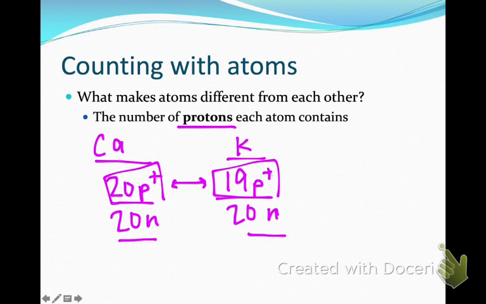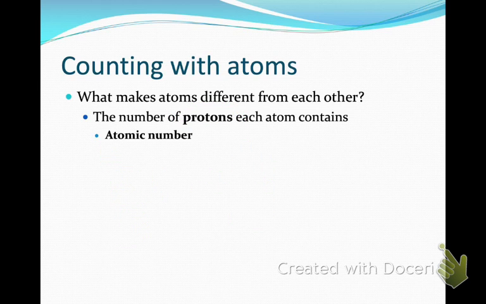Okay, so we need to understand that protons are what makes elements different from one another and makes atoms different from one another. The number of protons that an atom contains is called the atomic number. This is extremely important that we know that that's called that. The atomic number is the number of protons in an atom. That's super, super, super important.